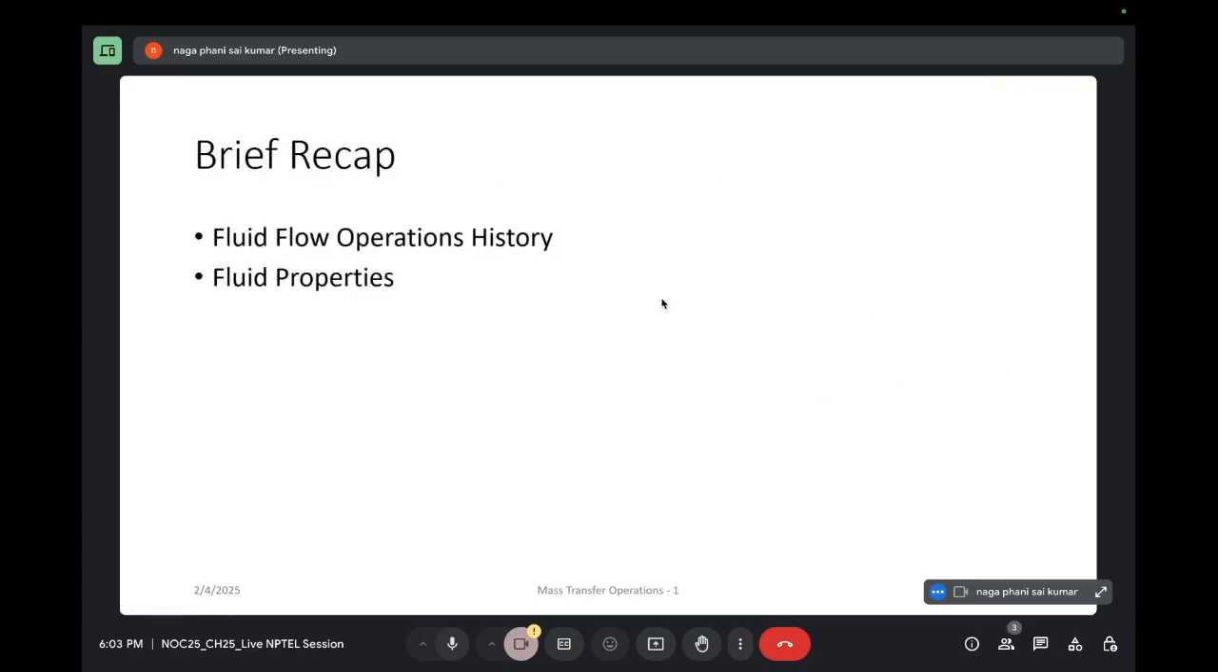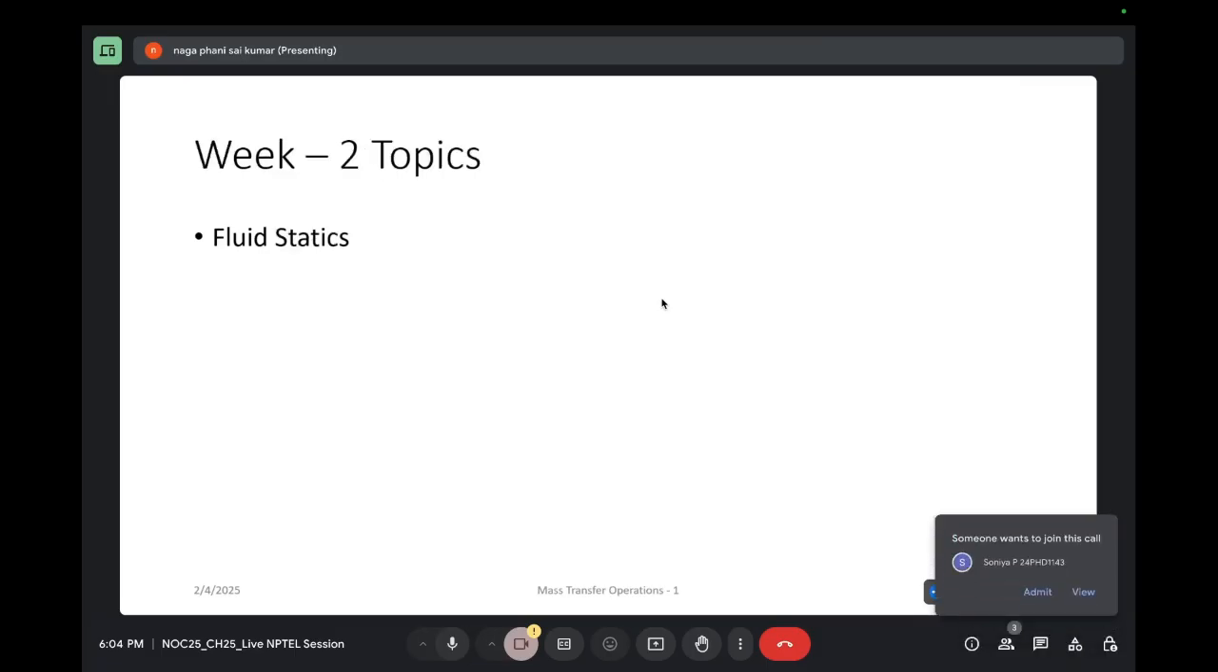So, let's have a brief recap of what we have learned in the last week. We have learned about fluid flow operations, a brief history, and all the significant milestones that were achieved in the past. We also learned about important fluid flow properties, which will influence the fluid flow.